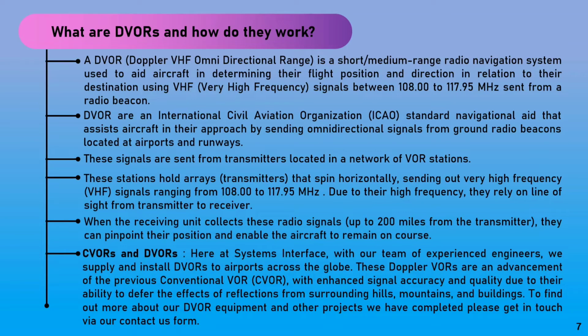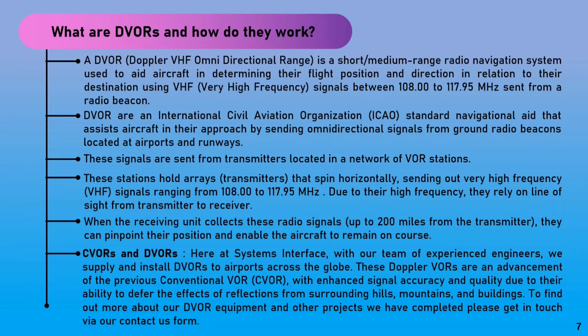These signals are sent from transmitters located in a network of VOR stations. These stations hold array transmitters that spin horizontally, sending out very high frequency VHF signals ranging from 108 to 117.95 MHz. Due to their high frequency, they rely on line of sight from the transmitter to the receiver. When the receiving unit collects these radio signals from up to 200 miles from the transmitter, they can pinpoint their position and enable the aircraft to remain on course.